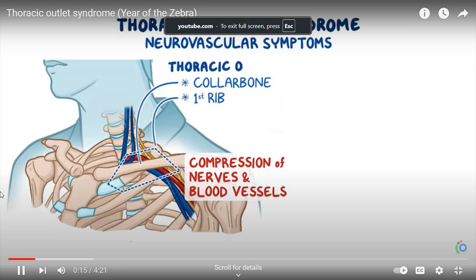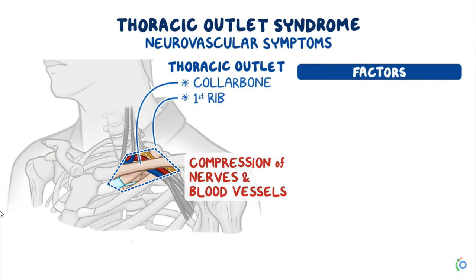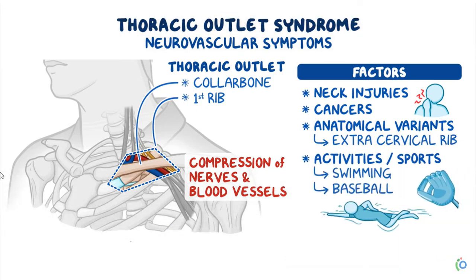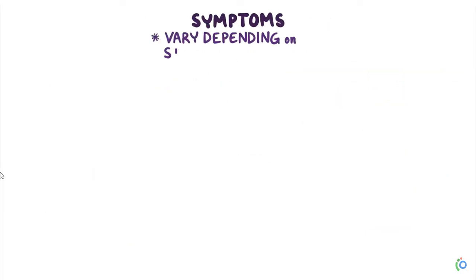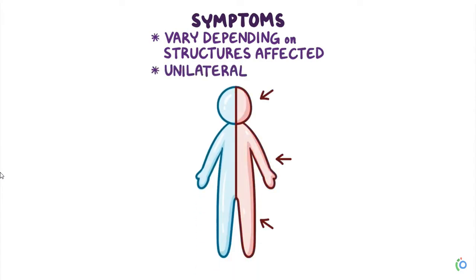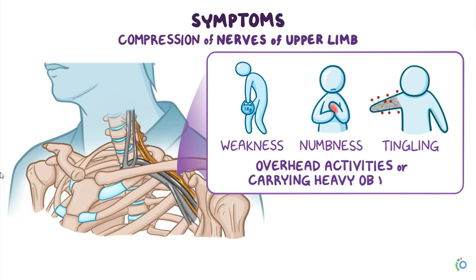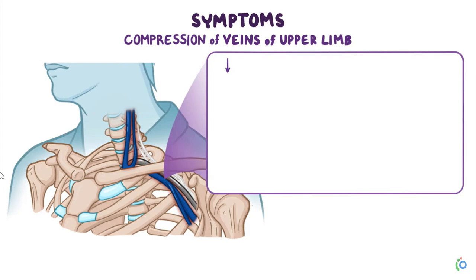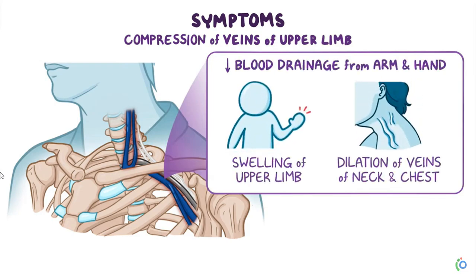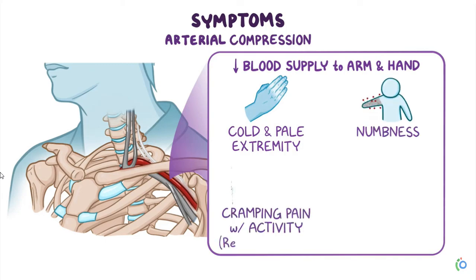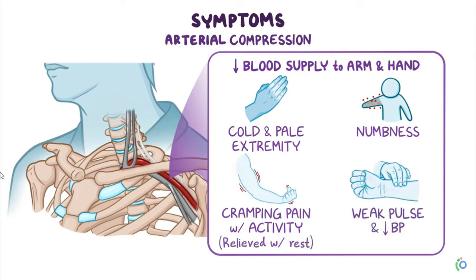The space between the collarbone and first rib is called the thoracic outlet. This condition can be caused by a variety of factors. The patient may also have a weak pulse, and blood pressure can be affected. Diagnosis of thoracic outlet syndrome is typically made clinically based on history and physical examination.